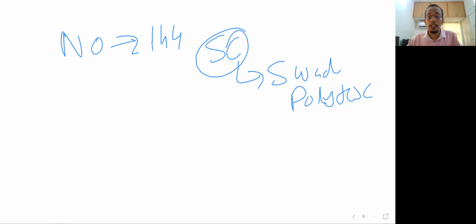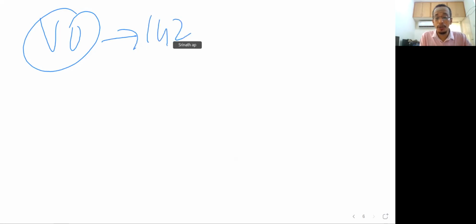Then, this is what you have got for section 142. So the quick revision is what we are doing now. Next is a reference to the valuation officer under section 142A.